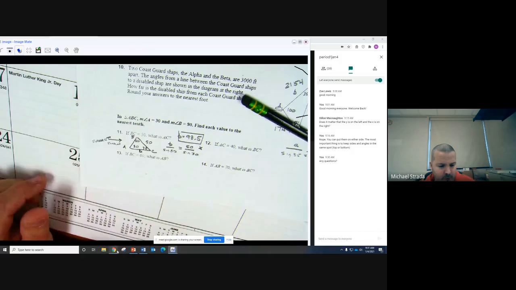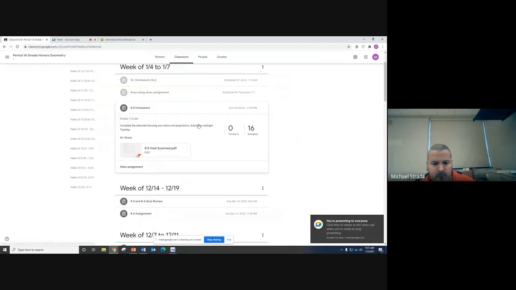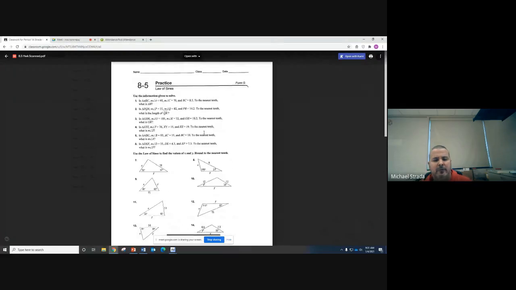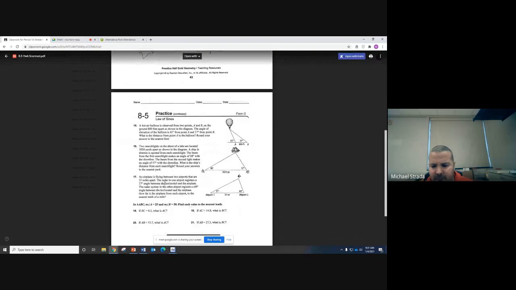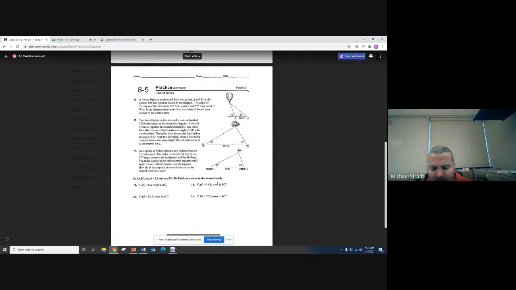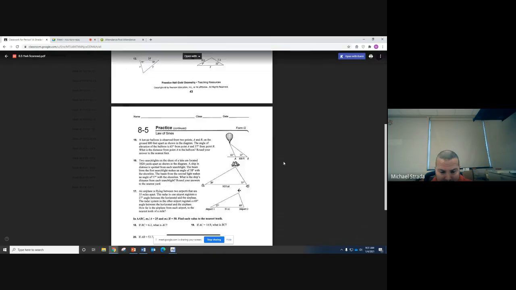So if you look at tonight's homework, you'll see it looks a lot like what we just did. For 1 through 6, they're giving you the information. 7 through 14, they're giving you the diagram. 15 through 17 are some word problems, but they're giving you the triangles, so that shouldn't be that bad. And then 18 through 21 are just like the last one we did. So that's basically what you're doing.